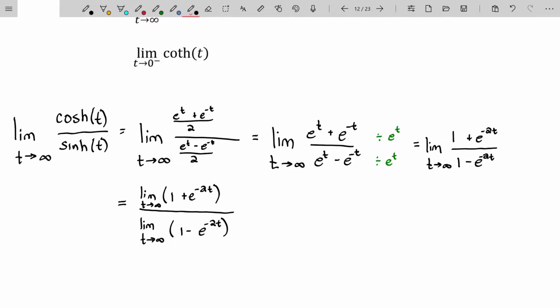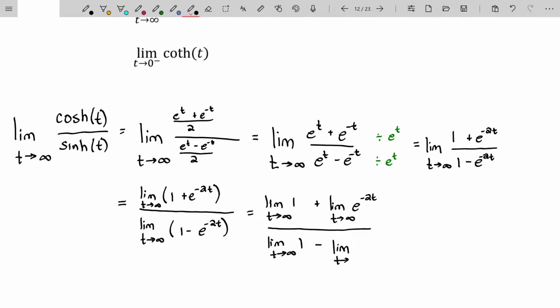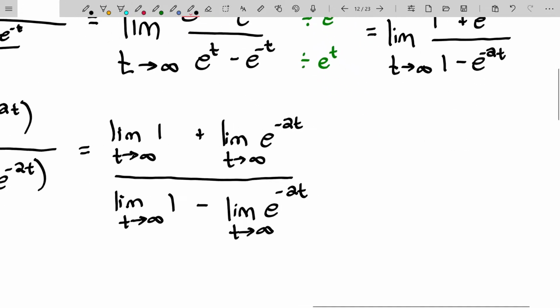That's by limit laws. And then we know the limit of a sum is the sum of limits, as long as those limits are defined. So that's the limit as t goes to infinity of 1 plus the limit as t goes to infinity of e^(-2t), all over the limit as t goes to infinity of 1 minus the limit as t goes to infinity of e^(-2t). Usually by this point, I don't force my students to go through all these little steps, to be honest with you. And then we know that's 1.